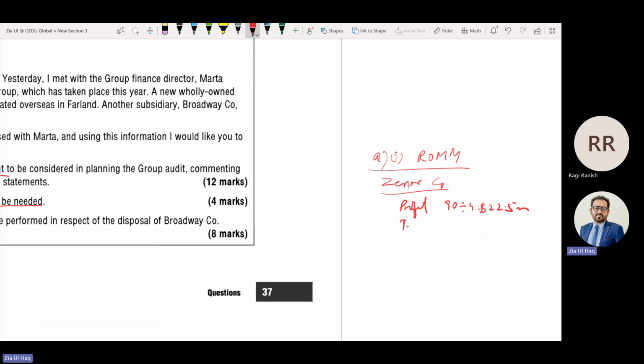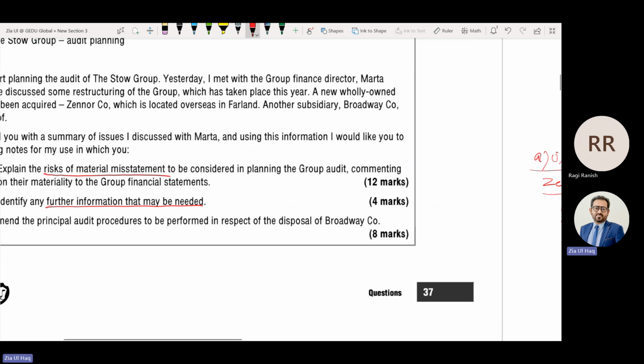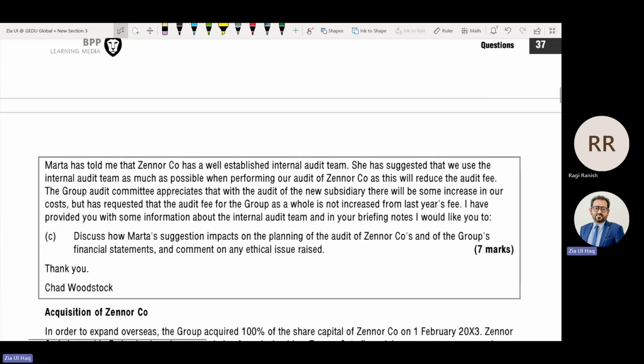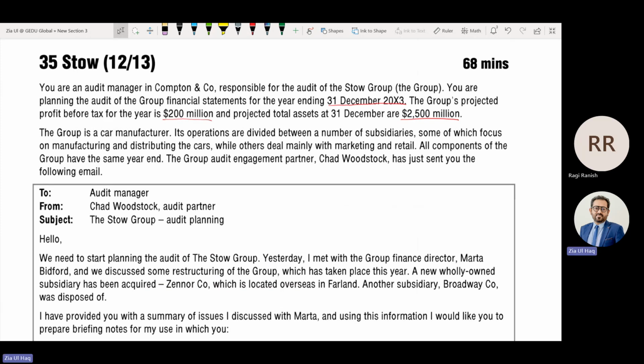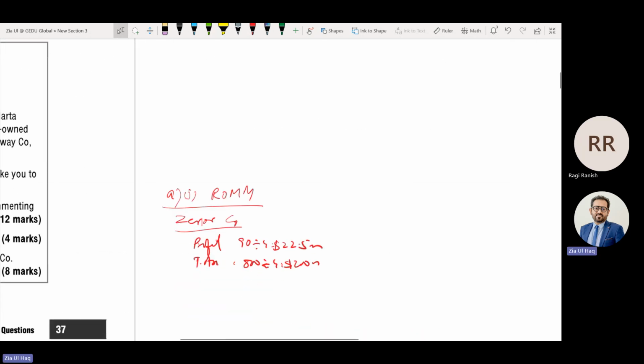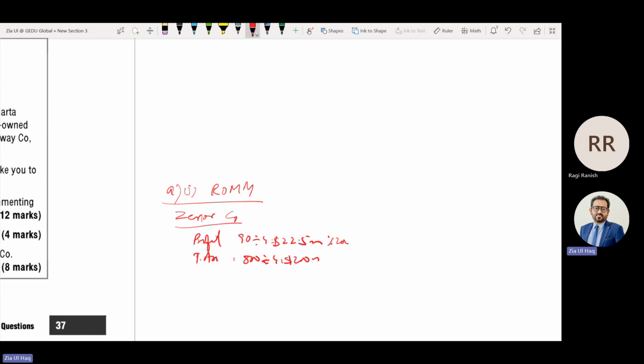And its total assets, 800 divided by 4 is equal to $200 million. And if we compare with the consolidated profit and total assets, consolidated profit is what? 200 and 2500. So divided by 200 and hence material, this percentage, and divided by 2500 is equal to this percentage and hence material. Because he has asked, you need to calculate materiality as well.